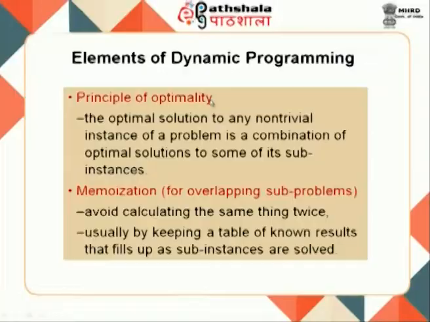So, principle of optimality, the optimal solution to any non-trivial instance of a problem is a combination of the optimal solutions to some of its sub problems. This is an assumption we make. And then we have what is called memoization, that is overlapping sub problems. Avoid calculating the same thing twice. That is why you usually keep a table of known results, so that if you come across those sub instances again, you can just look up the table and take the values.